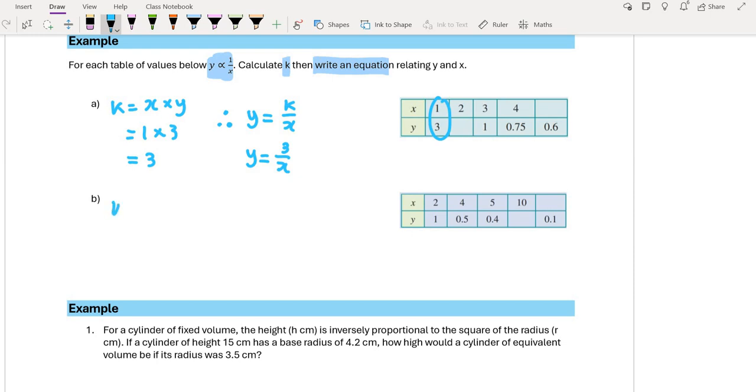This next bit as well, to find k, let's pick a pair of coordinates. So when x is 2, y is 1, so k is 2. So then we know y equals 2 over x is the equation.